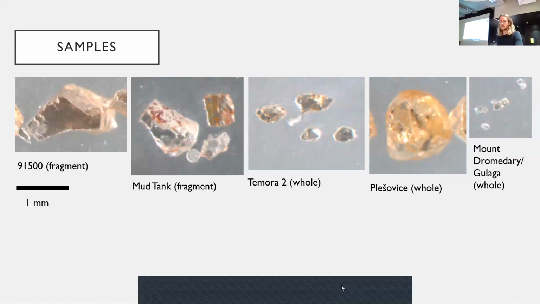Temora and Plešovice crystals are reference materials where it's actually just a whole lot of little whole crystals, so they're much smaller. But we also analysed zircons from Mount Dromedary or Gallagher down at the south coast near Tilba. You might have heard of it before. We analyse them as an unknown, just to test our methods.